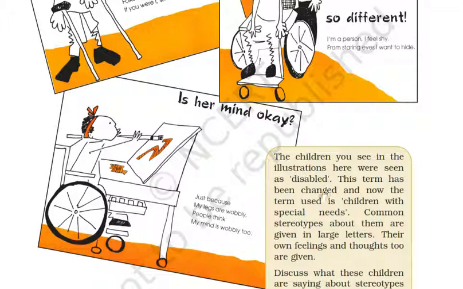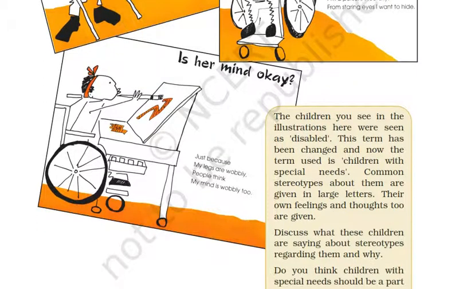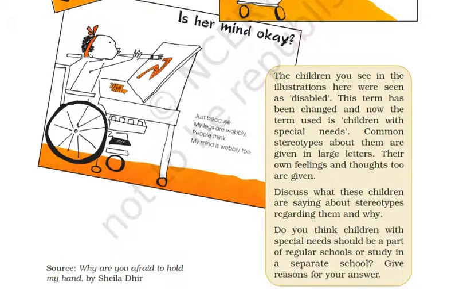So here you will see the children you see in the illustrations here were seen as disabled. This term has been changed and now the term used is children with special needs. Common stereotypes about them are given in the large letters. Their own feelings and thoughts too are given. Discuss what these children are saying about stereotypes regarding them and why.